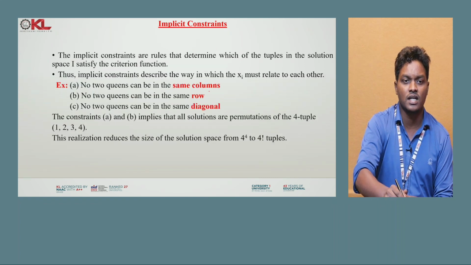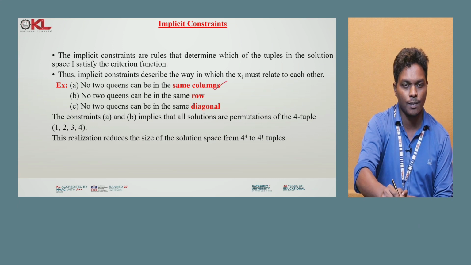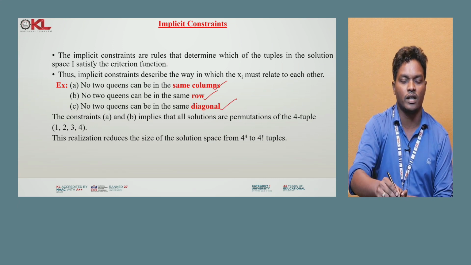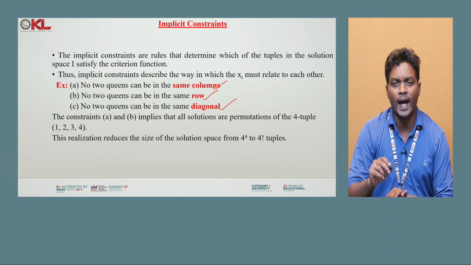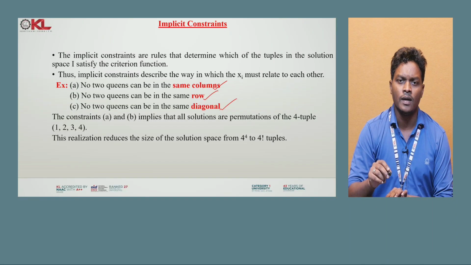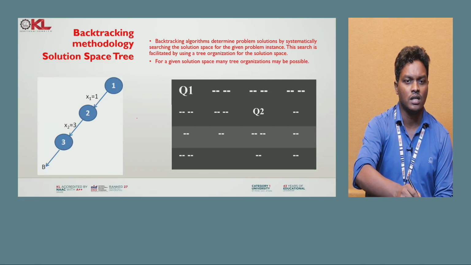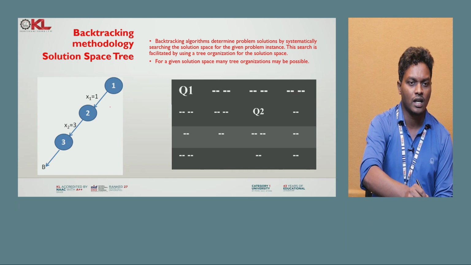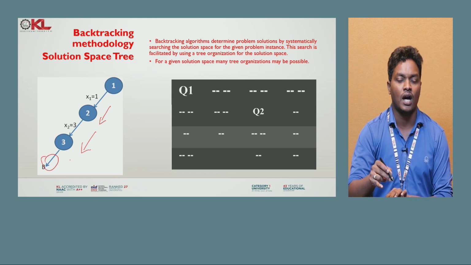And what is the implicit constraint? The implicit constraint is that no two queens should be placed in the same column, same row or same diagonal. These are the two constraints we have followed in the backtracking methodology to solve the 4 queens problem. If there is any conflict after placing queens diagonally, we will apply the bounding function. How do we apply it?